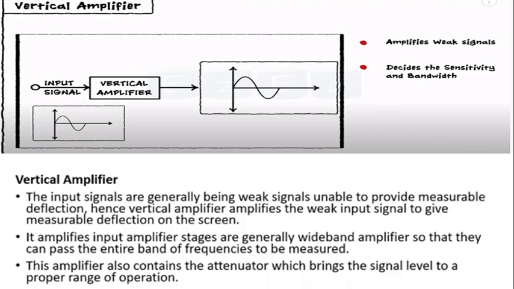Its output is given as input to the delay line. Now, the function of the vertical amplifier is to amplify the weak signal, and it also decides the sensitivity and bandwidth of the signal. Amplifier stages are generally wideband amplifiers so that they can pass the entire band of frequencies to be measured. These amplifiers also contain an attenuator which brings the signal level to a proper range of operation.